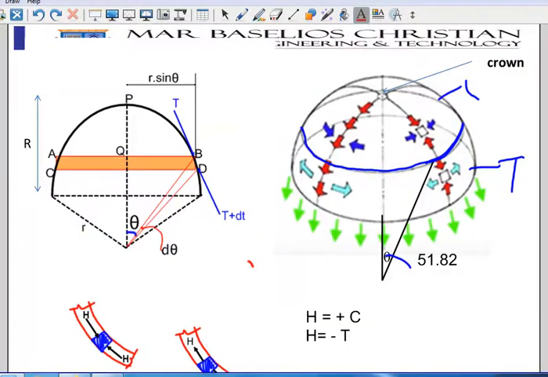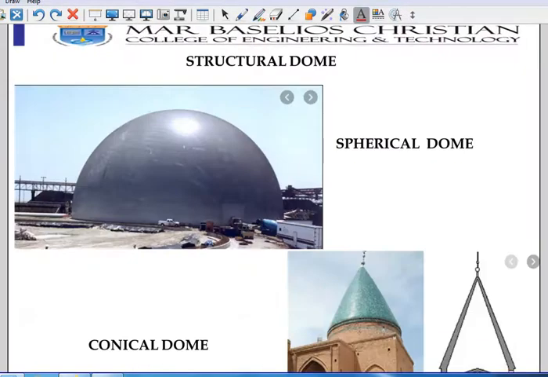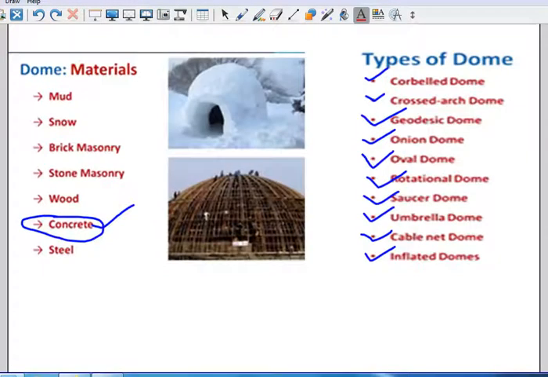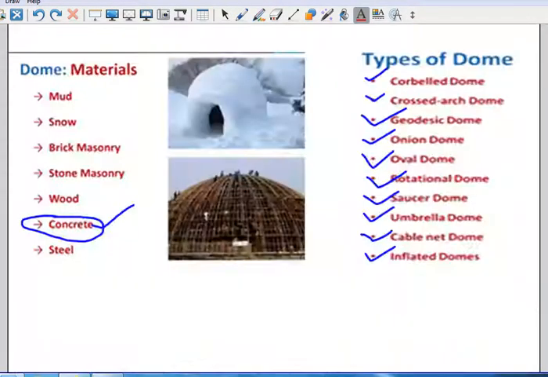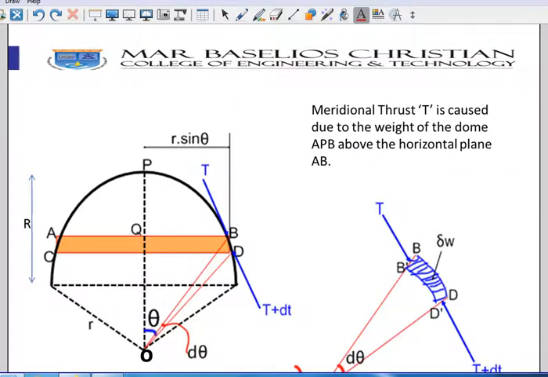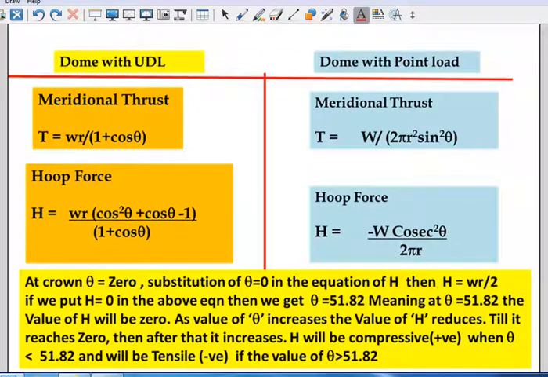How does the point load come? Point load comes in this case. As you can see here, if a lantern is there, there will be an opening at the top also. If a lantern is there, then it will transfer a point load. So the dead load is a constant, by default it will be there, whereas the point load will come automatically if a lantern is there. So a dome might experience either the UD load, or both, a combination of UD load and point load.